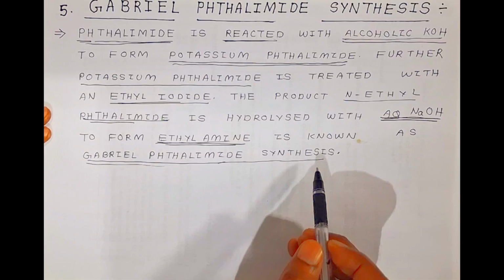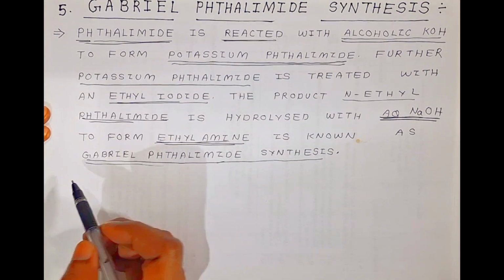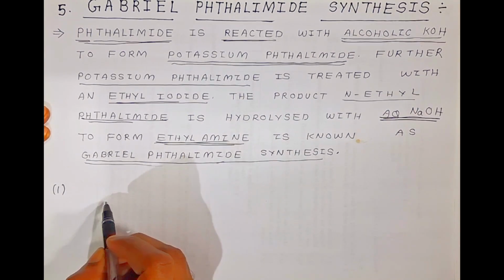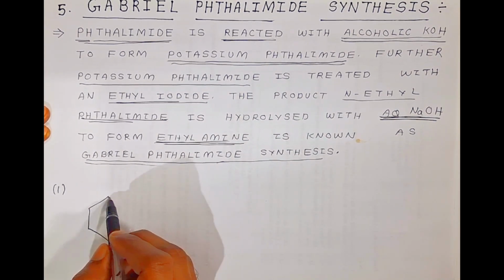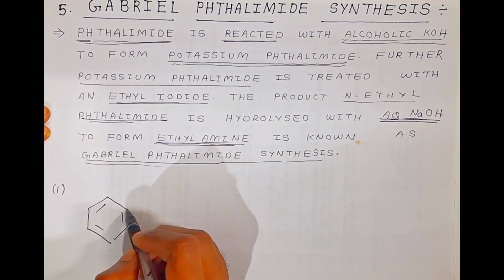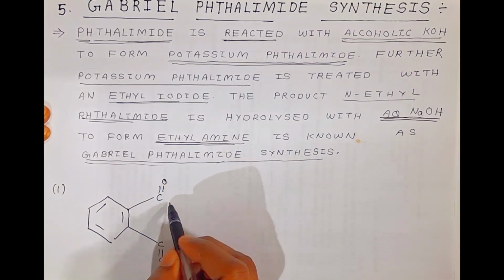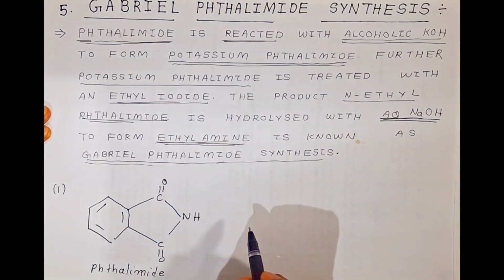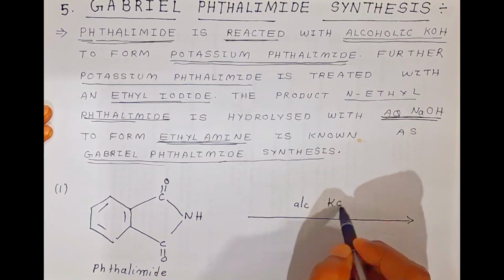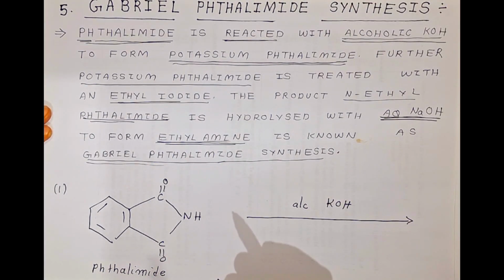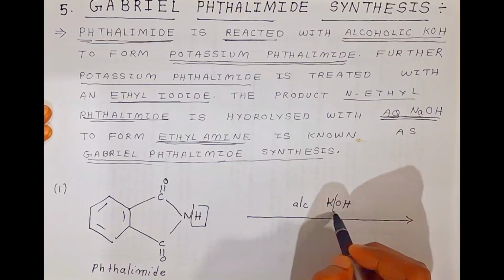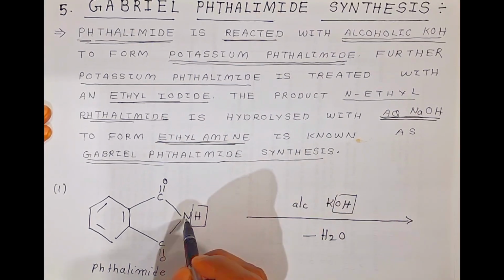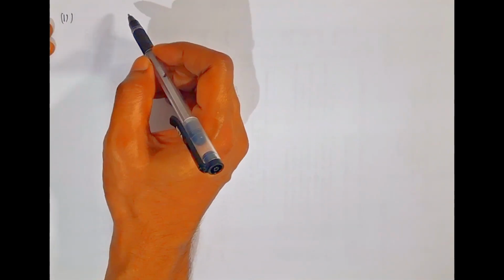Now what happens in the Gabriel phthalimide synthesis? It requires 3 processes. In the first process we use phthalimide. This is phthalimide, a benzene ring connected to an amide. Now this phthalimide is reacted with alcoholic KOH. This hydrogen combines with the OH of KOH and is removed as a water molecule, and the K joins with this nitrogen. So in the second process there is a formation of salt.